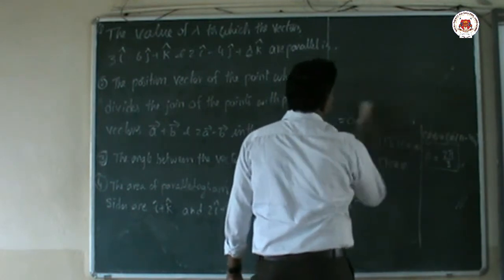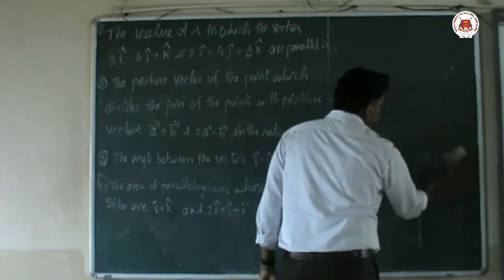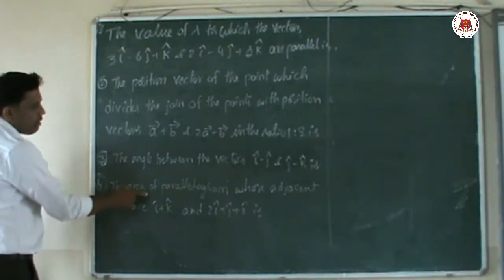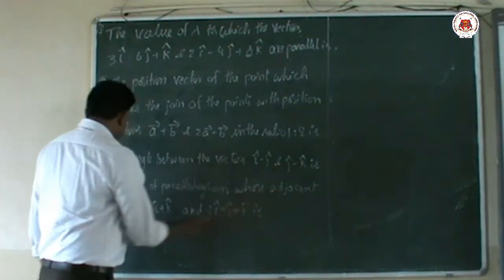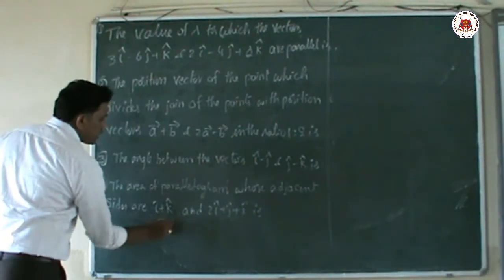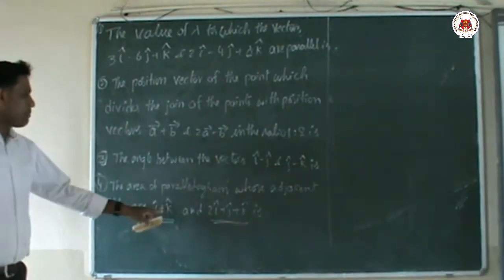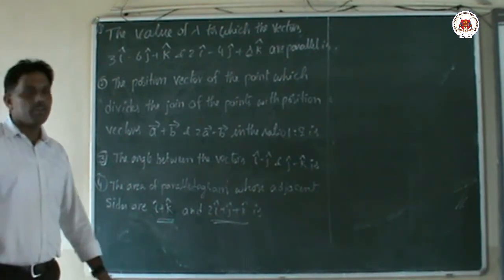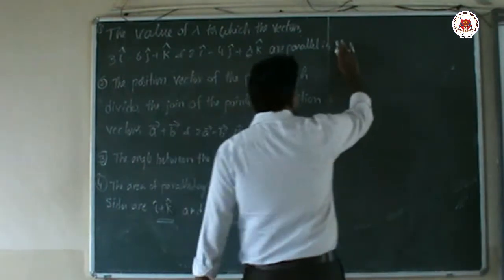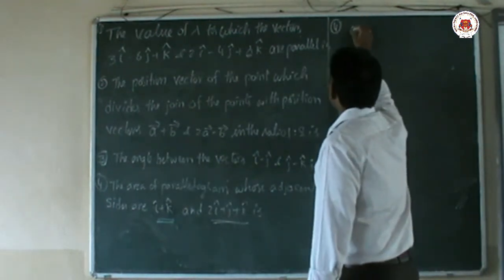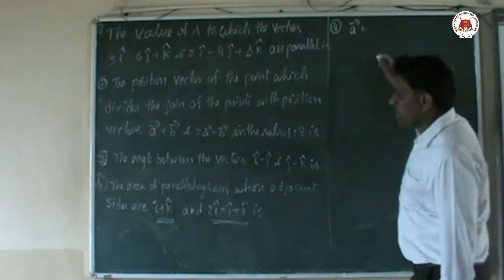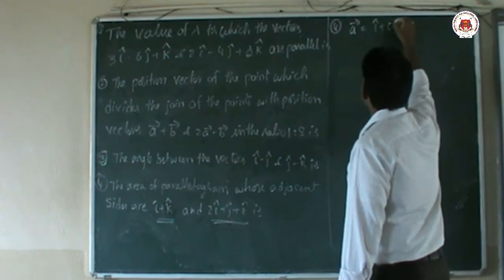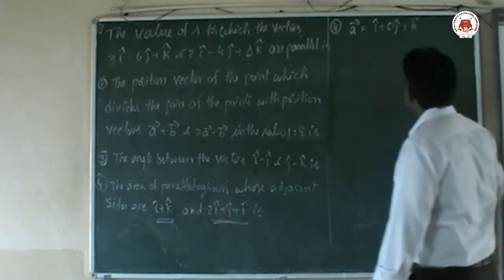Now we go to the fourth question. The fourth question is the area of a parallelogram whose adjacent sides are given. So here two adjacent sides are given: i cap plus j cap, and another one is 2 i cap plus j cap plus k cap. We have to find the area of the parallelogram. So I am going to take these two adjacent sides. First one I am taking as a vector. So A vector equals i cap plus k cap. There is no j, so you have to write 0 j cap. Plus k cap. This is the A vector.